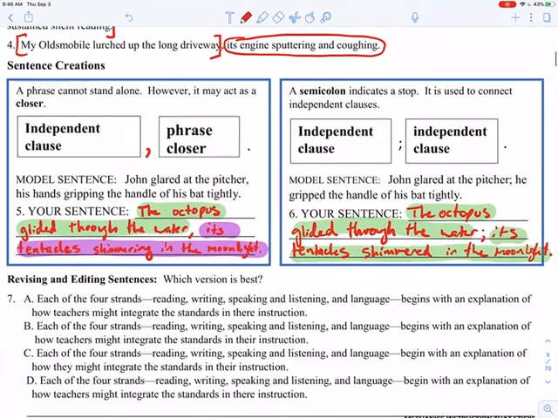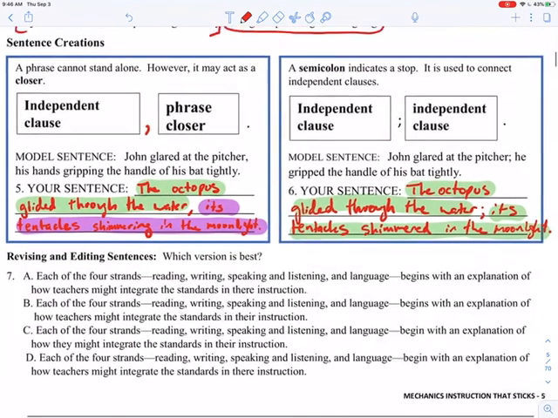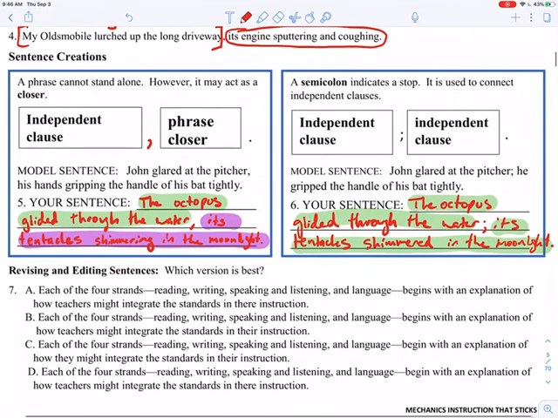All right, number 7, which version is best? Look for differences, look for discrepancies, and that's the best way to handle these. Which one is best, and think about why. I'll give you a minute for that.